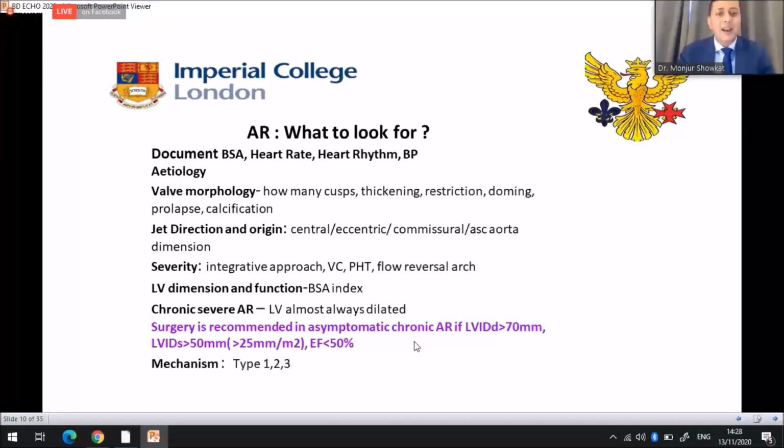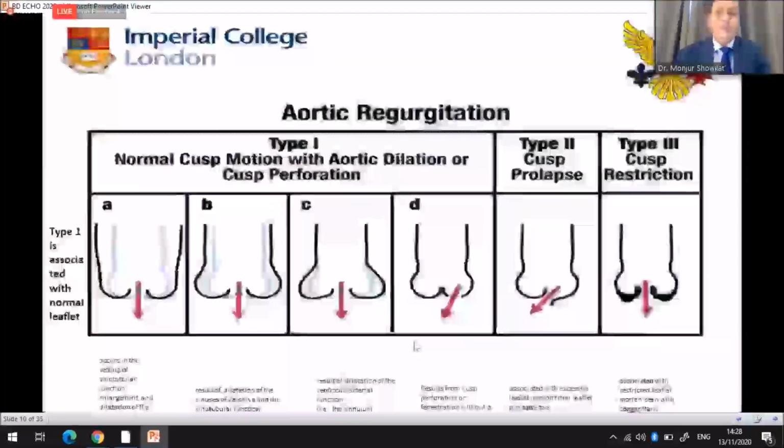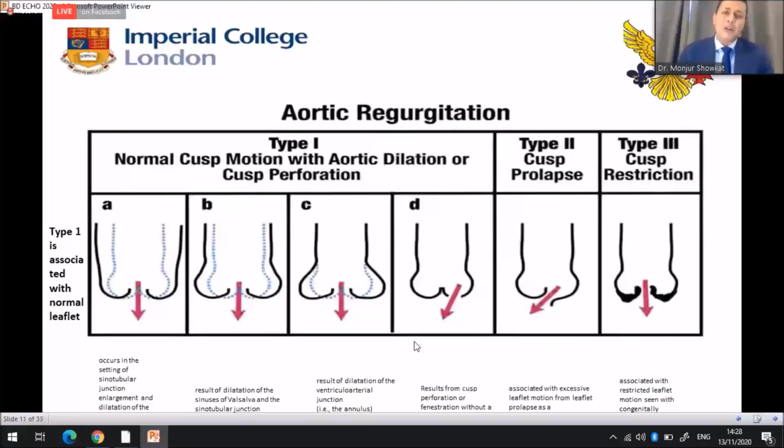And now mechanism, I mentioned that I will talk a little bit about mechanism. Type 1, type 2, and type 3 is almost like what Dr. Gobin showed for mitral valve mechanism. It's almost the aortic valve mechanism also that we are doing. Try to find out what kind of mechanism is present in this valve. There are 3 types. In type 1, you see normal cusp motion with aortic dilatation, or cusp perforation. In type 2, you can see cusp prolapse clearly, and type 3 is cusp restriction.